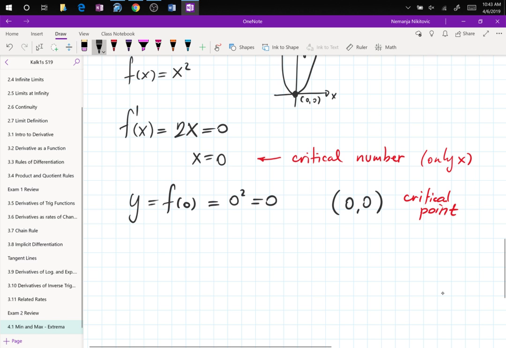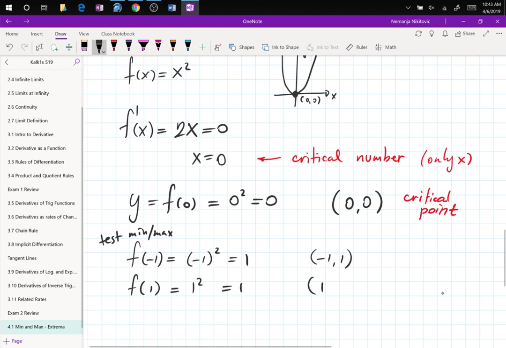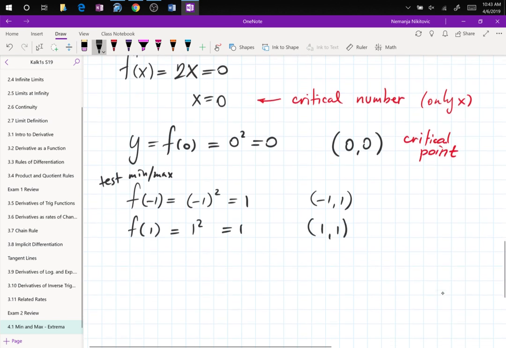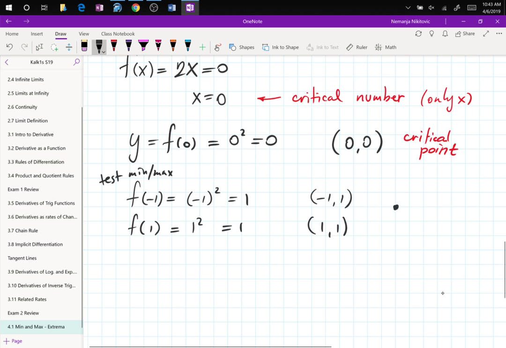So now I'm going to find f at -1, which is -1 squared, which is 1. So I have -1, 1 as a point. And I'm going to calculate f at 1. So I'm just going to say test min max. Okay? Test min max. And then it's 1 squared, which is 1. So I have 1, 1. So look what we have. We have -1, 1, we have 0, 0, and 1, 1.